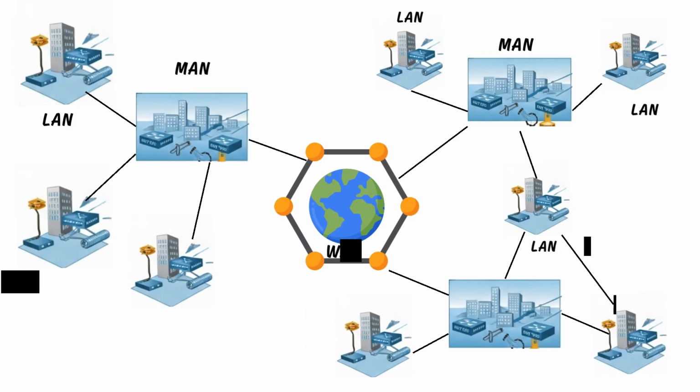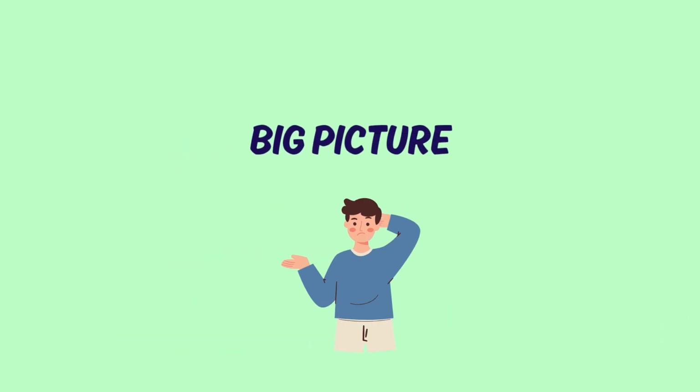According to this diagram, when all the local area networks are combined, they make a metropolitan area network. And whenever all the metropolitan area networks are combined, they are connected with each other through the wide area network, which is also known as the Internet. Let's explore all the different types of network in a single glance.